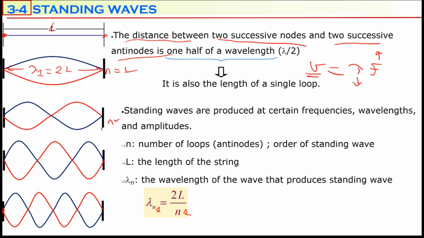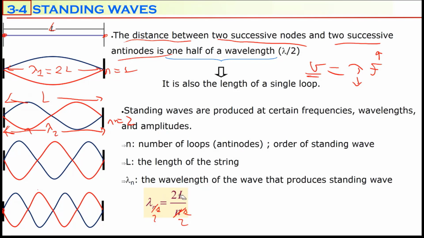Second order, n is equal to 2. So you are going to write 2 here, and 2 here. Lambda 2 for the second one. So lambda 2 is going to be exactly the same as the length of the string. For the third one, you write 2L over 3. For the fourth one, 2L over 4. And it goes on like this.